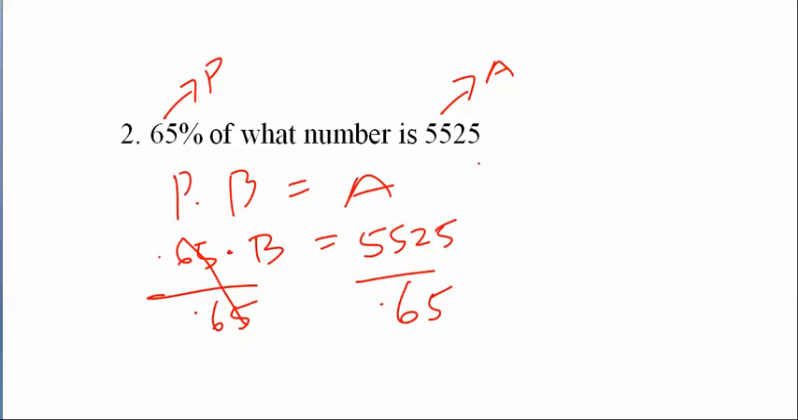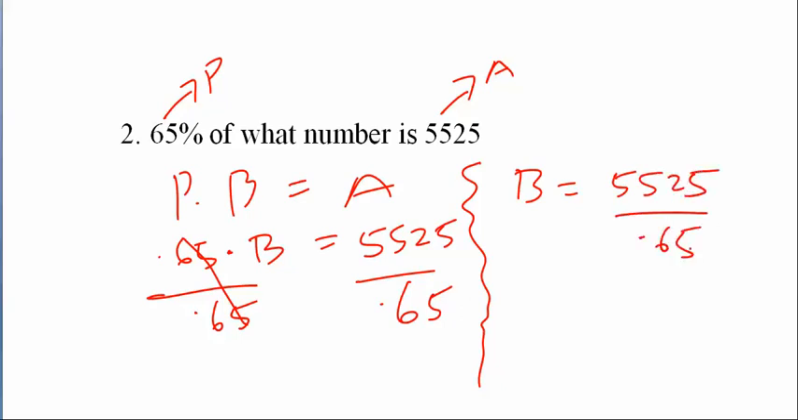And then we're left with B. We're left with B is equal to 5525 divided by 0.65. And we put that in our calculator. That should work out to, let me put it in, okay. That works out to 8,500.